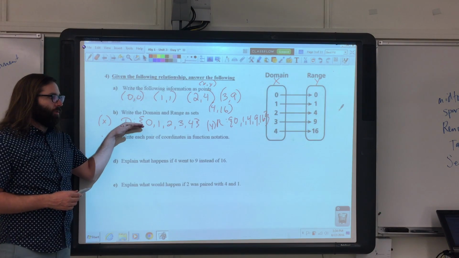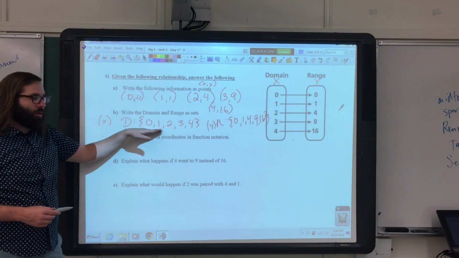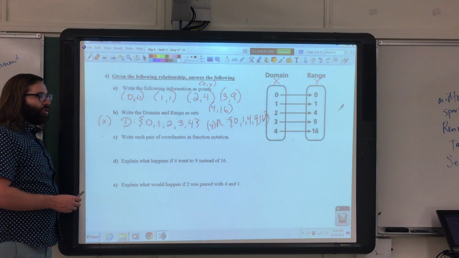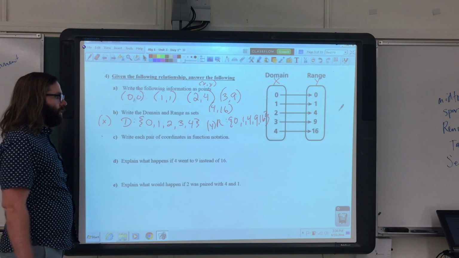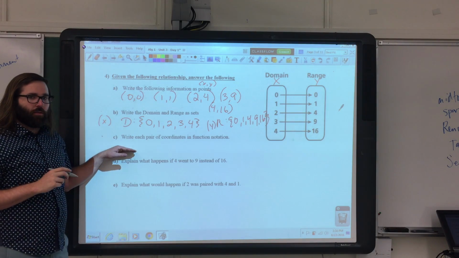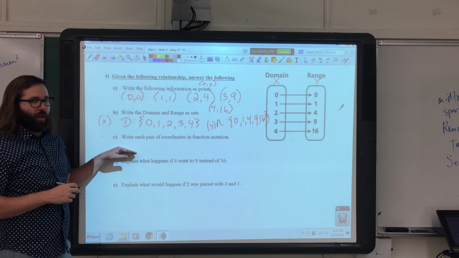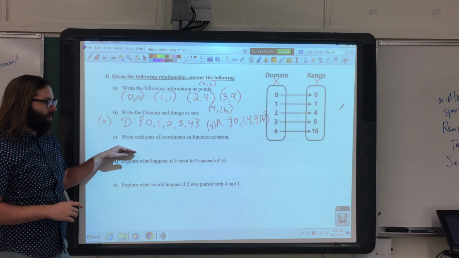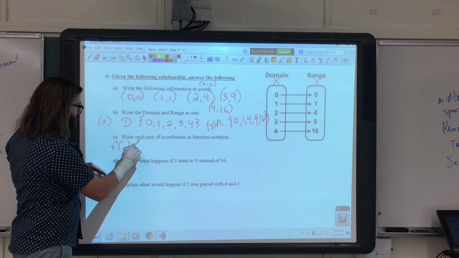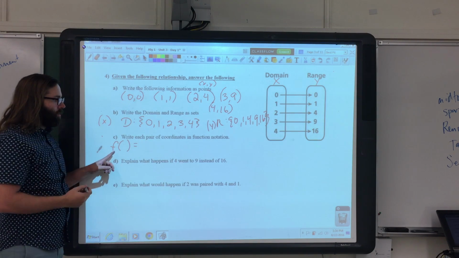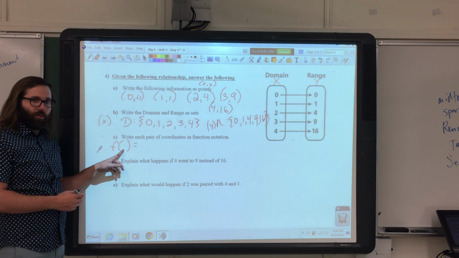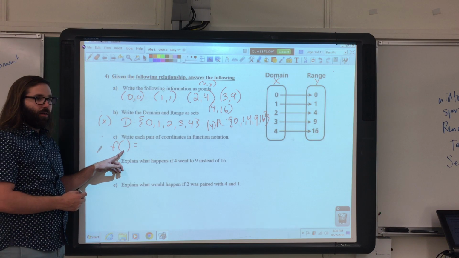Okay, hopefully you guys are able to do this pretty quickly. You just have to know domain is X, range is Y. Don't list any duplicates, just one is good. Now we're going to do function notation. This is a little different. Remember, function notation is f of something equals something. So for this one, remember x is in our parenthesis here.